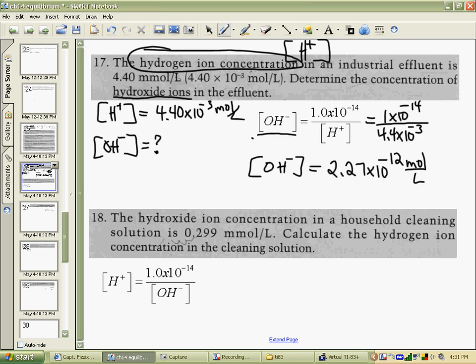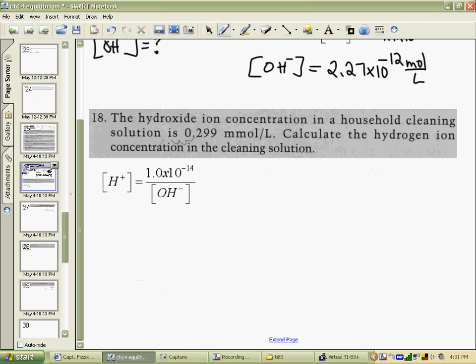Now we'll continue with number 18. The hydroxide ion concentration in a household cleaning solution is 0.299 millimoles per liter. So the concentration of hydroxide ions is 0.299 millimoles, so 10 to the minus 3 moles per liter. And the question wants to know, what is H plus?